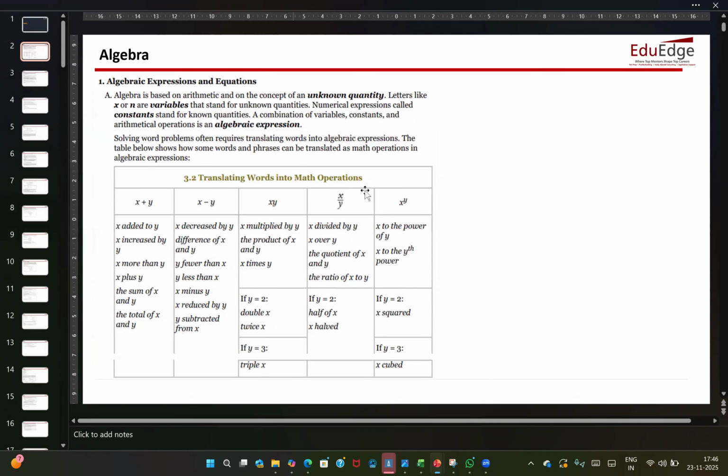Okay, so these are translating words into math operations, word problems for algebra. I think this is all cool, right? Addition, subtraction, multiplication, division. I think this is all cool. You can go through this later. I will share this deck with you.